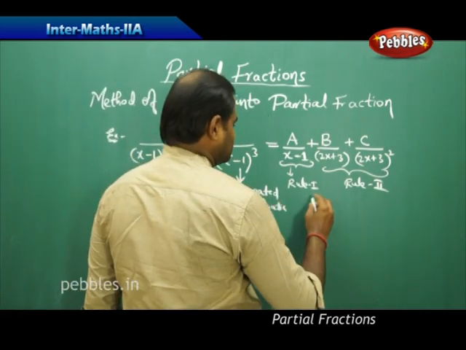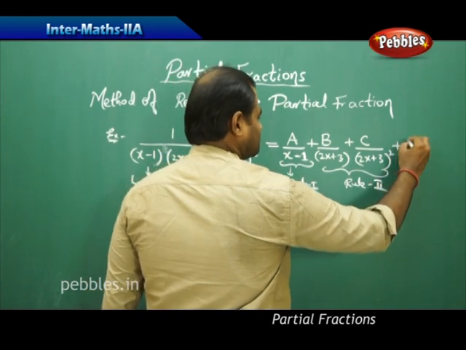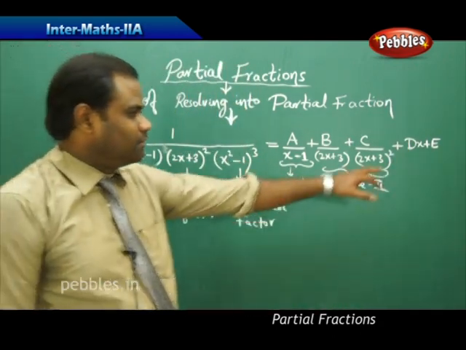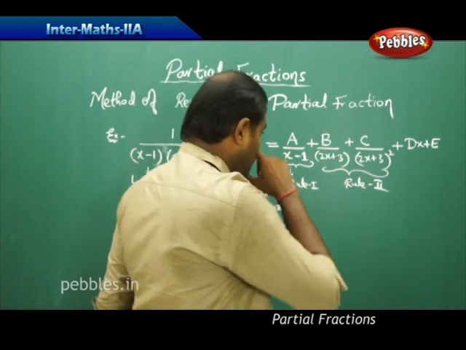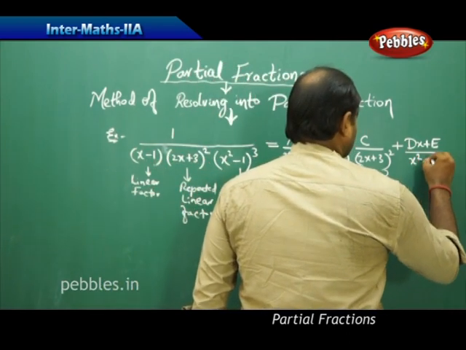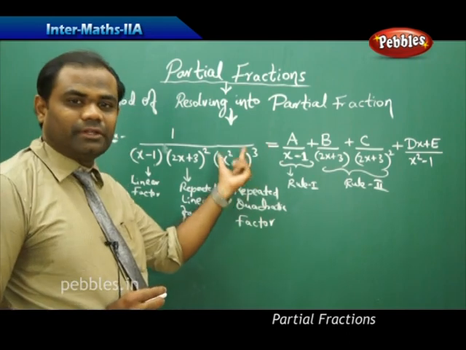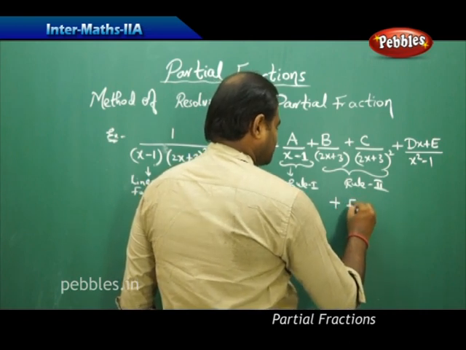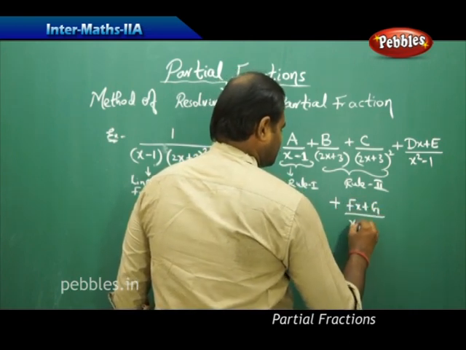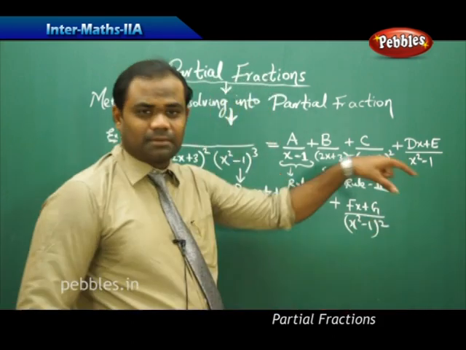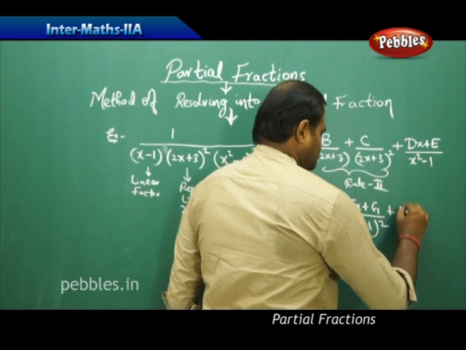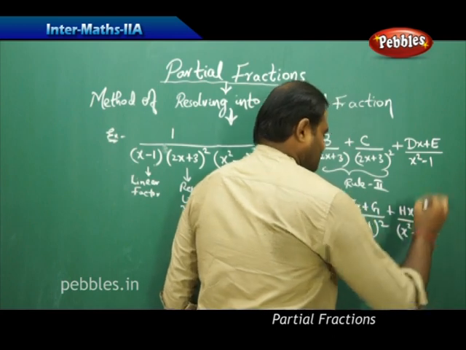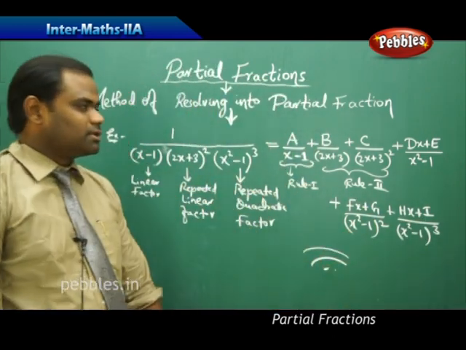So here I get, because for quadratic we have the numerator as ax plus b, that is Dx plus E by x square minus 1. But because it's repeated, again applying the similar rule 2 out here, my next term out here would be this, and next comes cube. This is how we understand splitting into partial fractions.